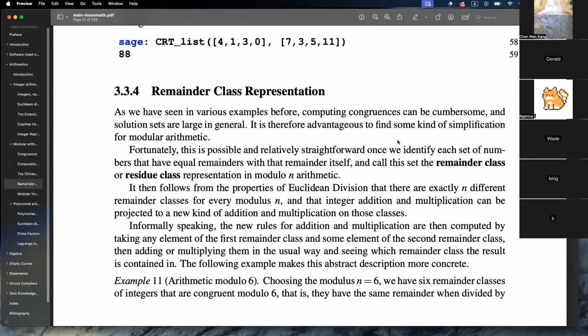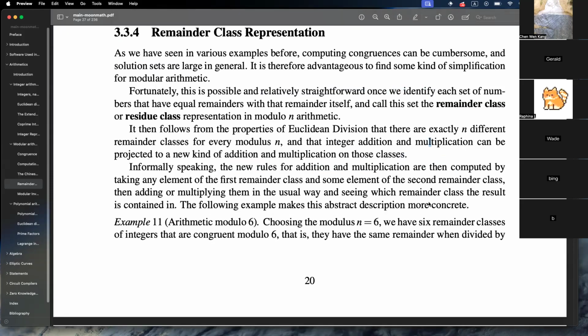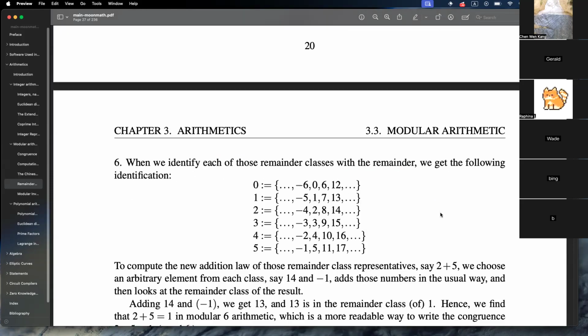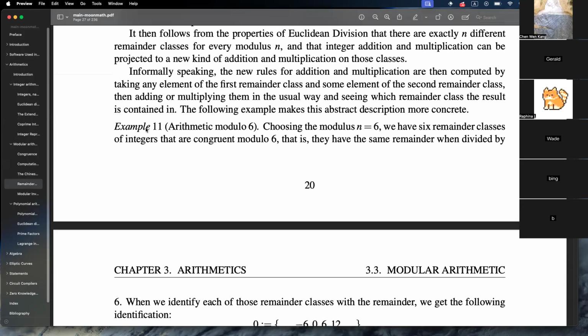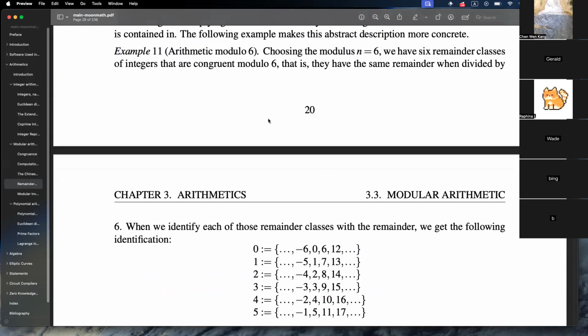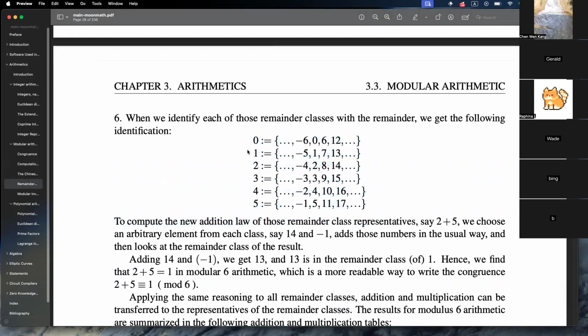So there's also remainder class representation. Essentially, let's look at an example. Choosing the modulus n equals 6, we have 6 remainder classes.